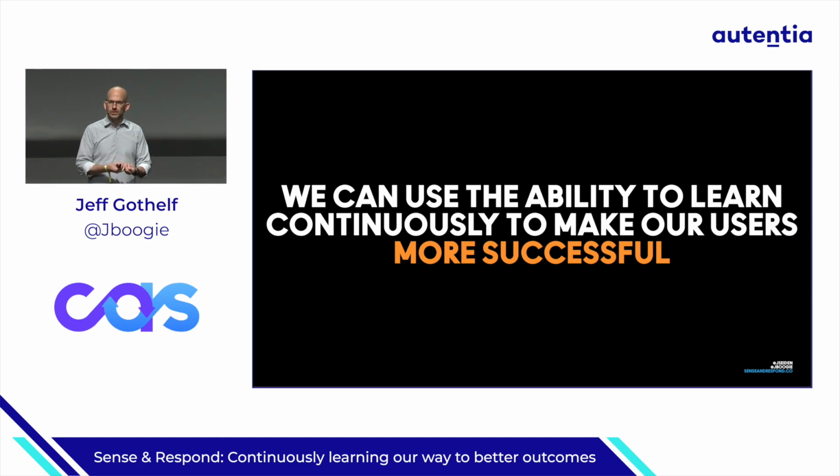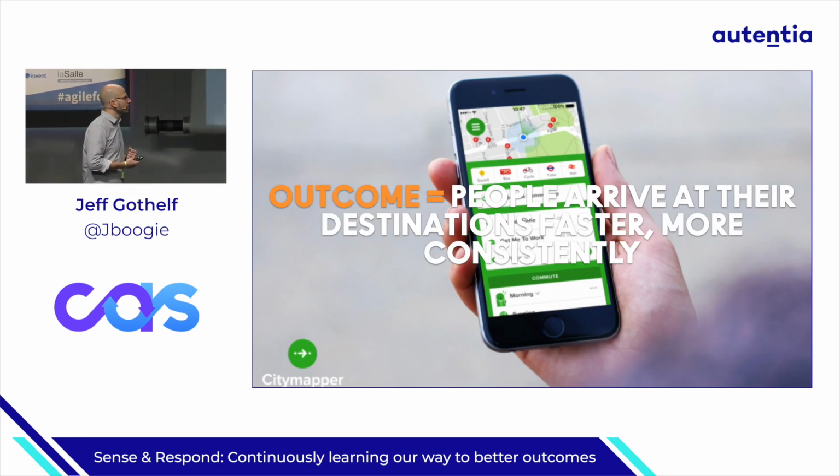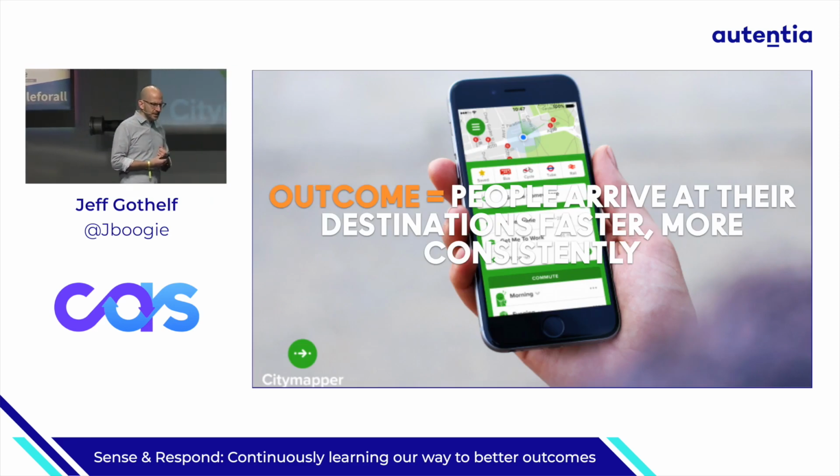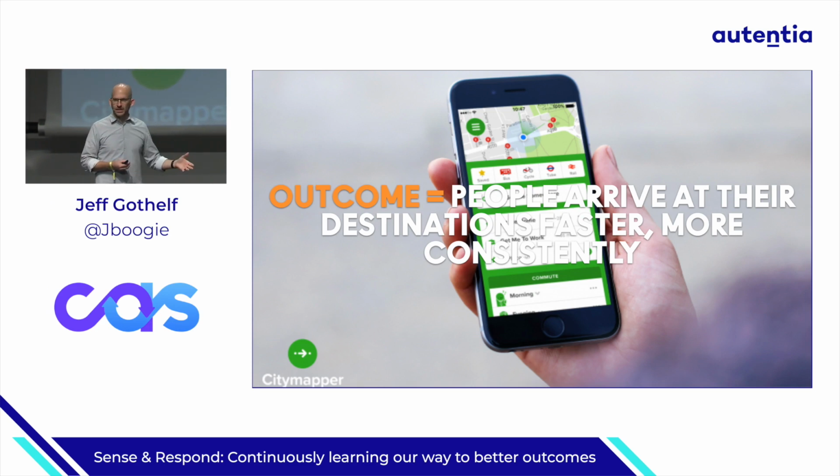The more that we learn, the better we can change course to improve the systems that we make to make our customers and our users more successful. I really like this example. This is CityMapper. CityMapper is a London-based app for navigating major cities every way except driving.